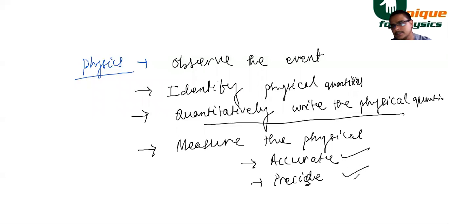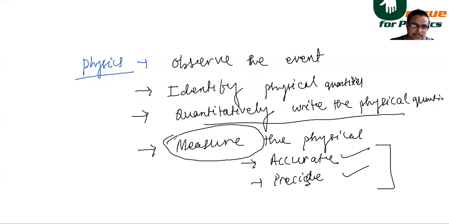So how reliable our study is depends purely on the accuracy and the precision of our data, right? Only then can we analyze it in a better way, evaluate it, and give the conclusion about the event or the phenomenon. So here the most important thing is the measurement of the physical quantities.